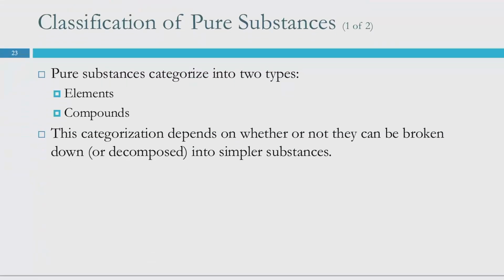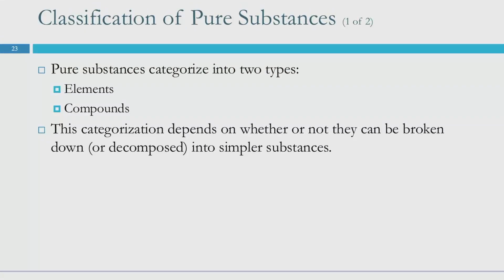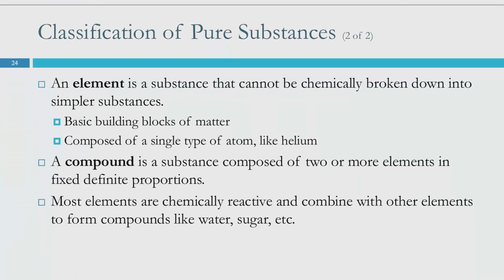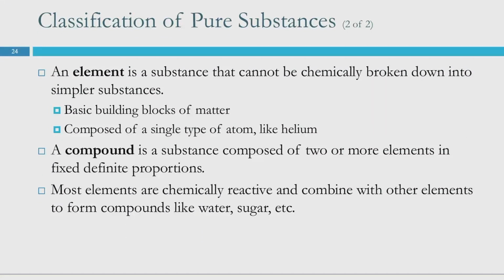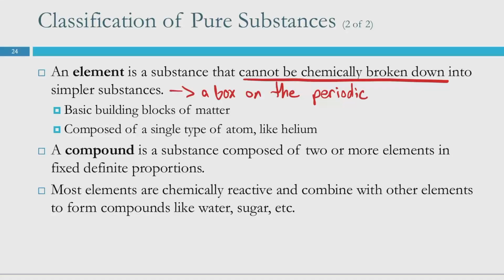So we can categorize them into two different types. We've got elements and we've got compounds. An element cannot be broken down. It's as simple as it gets. It's any of the boxes on the periodic table. Each and every one of those boxes is a different element.